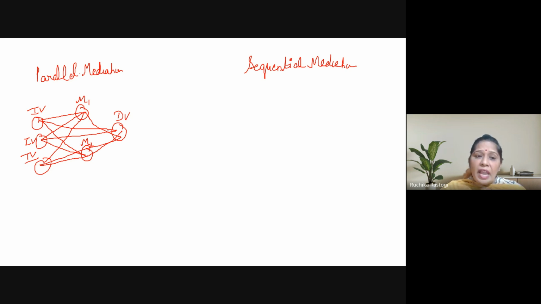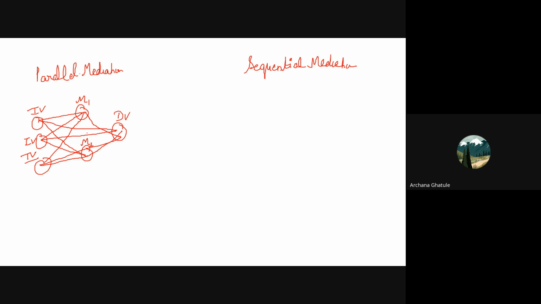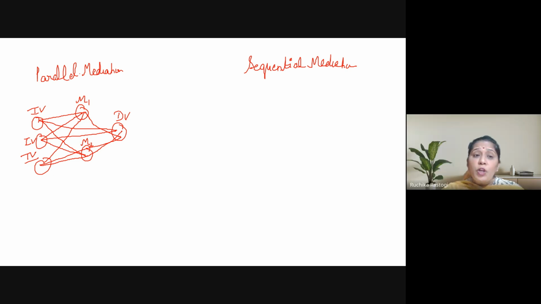Did we have any kind of relationship between these two? Did I make any arrow? No. So I want to check these two mediators' impact parallelly without establishing any relationship between M1 and M2.